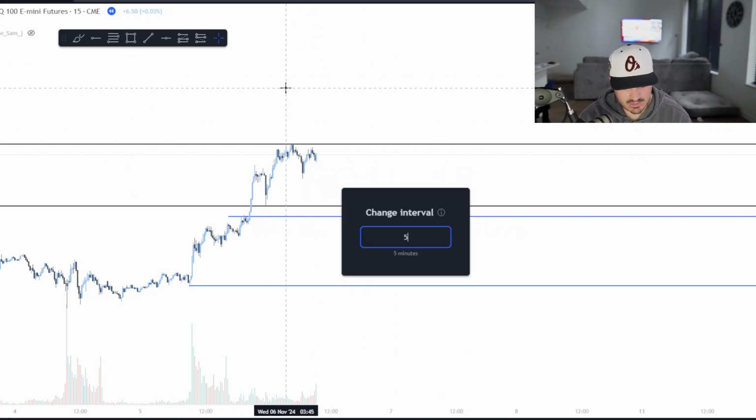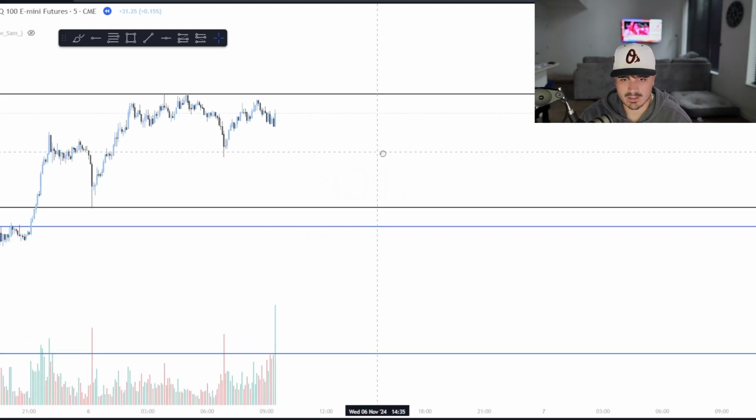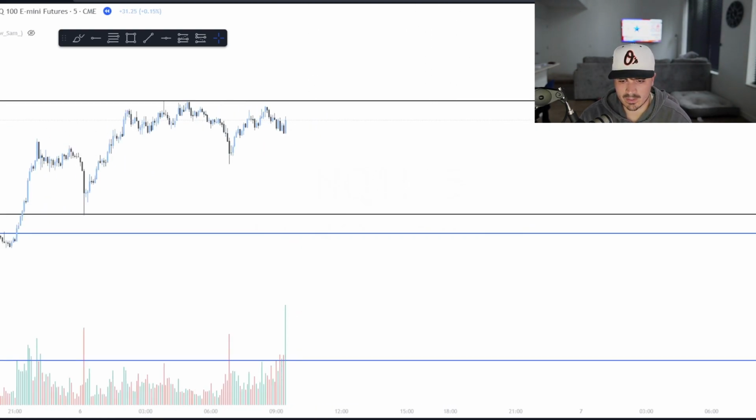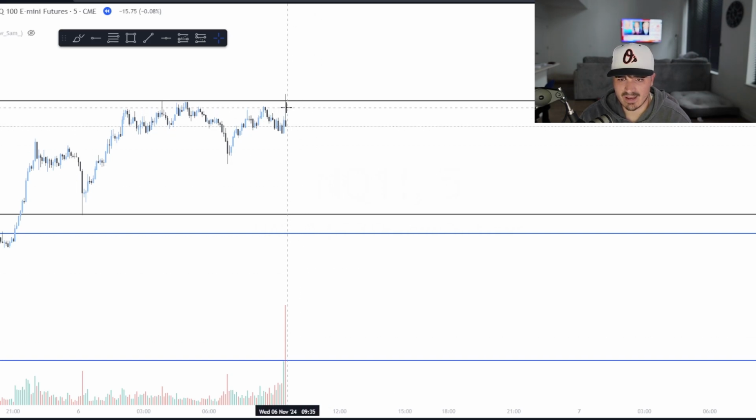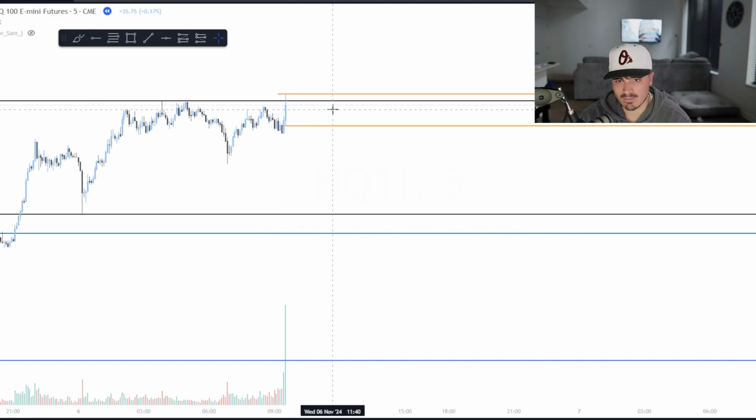Now we're going to go to the 5-minute time frame and wait for market to open. Once market opens, we take the first 5-minute candle of the open and plot out the high. We're going to make this orange, and we're going to plot out the low of that first 5-minute candle. That's the 5-minute opening range, right?